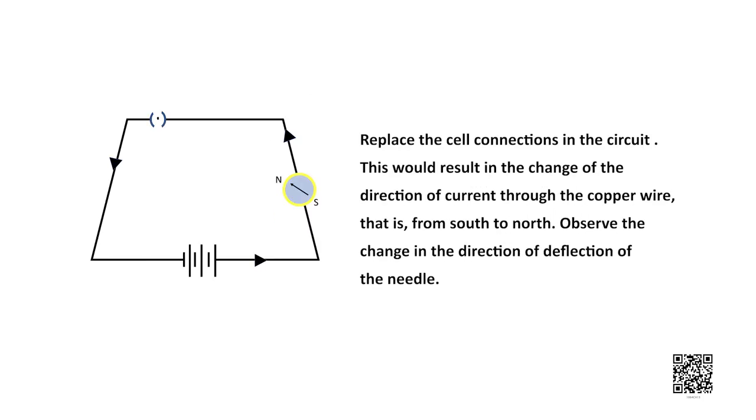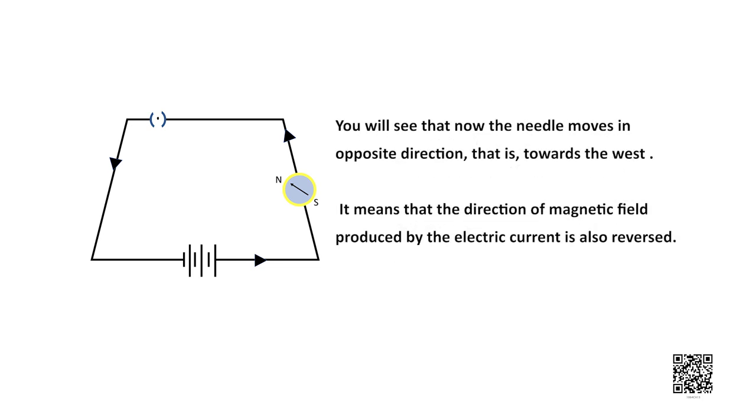Replace the cell connections in the circuit. This would result in the change of the direction of the current through the copper wire. That is, now the current is flowing from the south to the north. You will observe the change in the direction of the deflection of the needle. You will see that the needle moves in the opposite direction now, that is towards the west. It means that the direction of magnetic field produced by the electric current is also reversed.